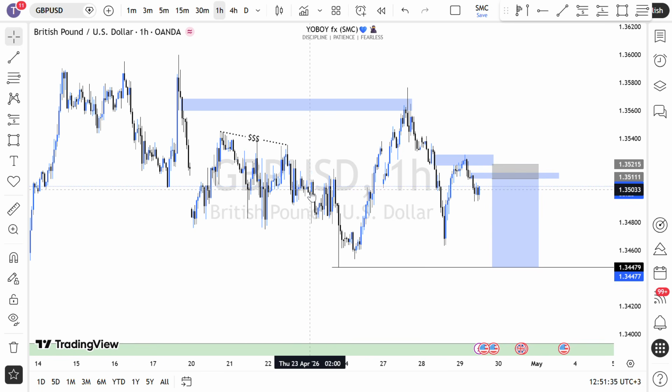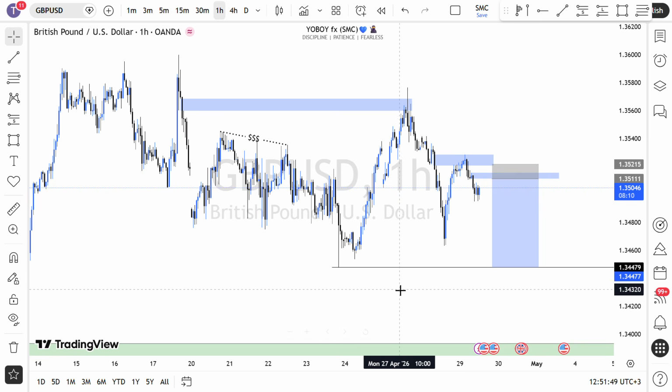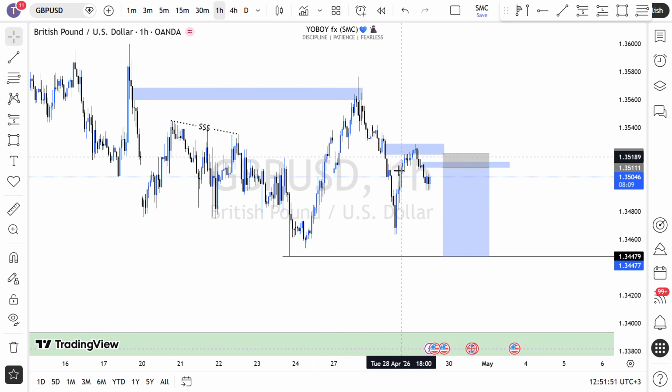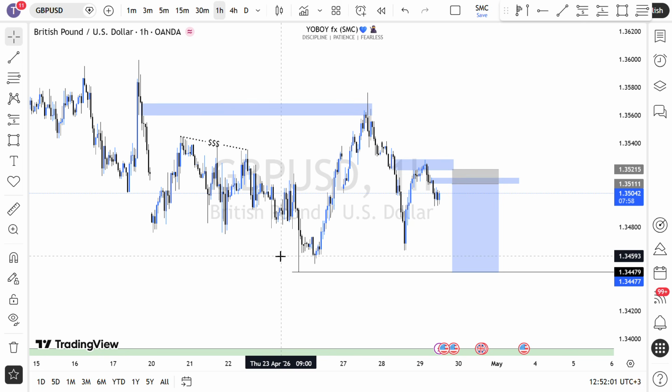Remember, we have this range. After price broke this low, we had this pullback, and then we had a ranging market around this area. Later on, the price came up, filled this fair value gap, and then we expect a new break of structure to the downside. So that is why I'm looking to sell to the downside, and I think you guys also should be looking to sell on GBPUSD. So that is my view on GBPUSD.